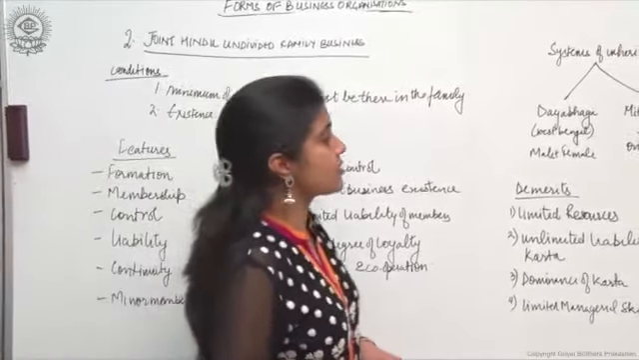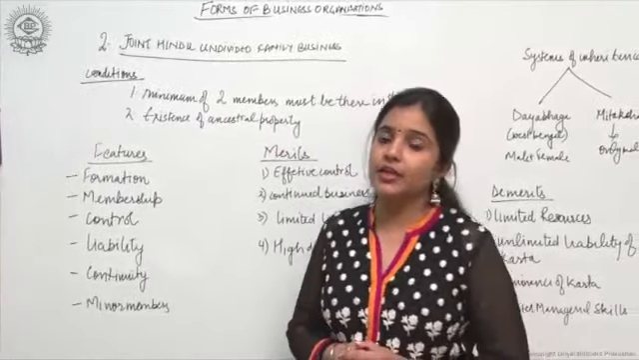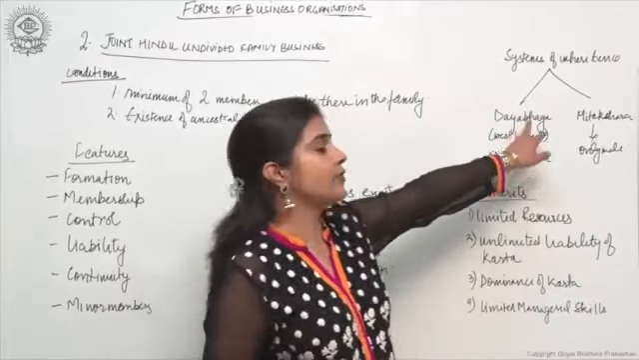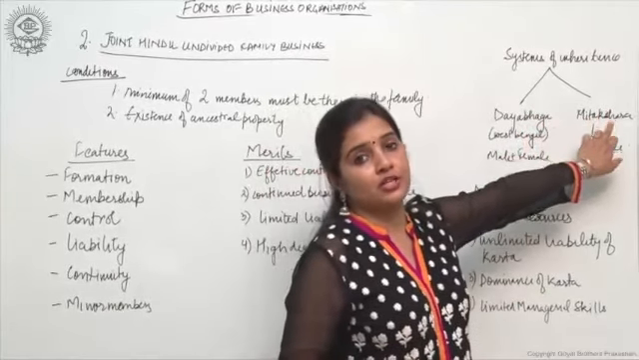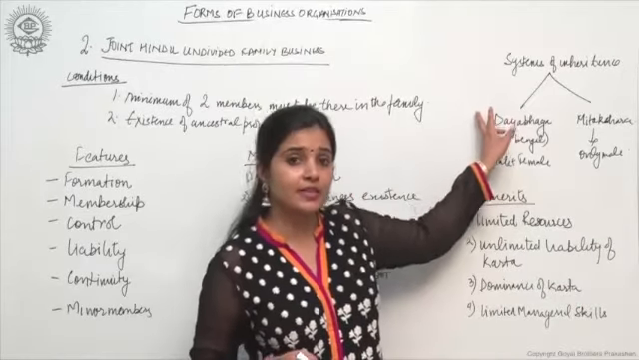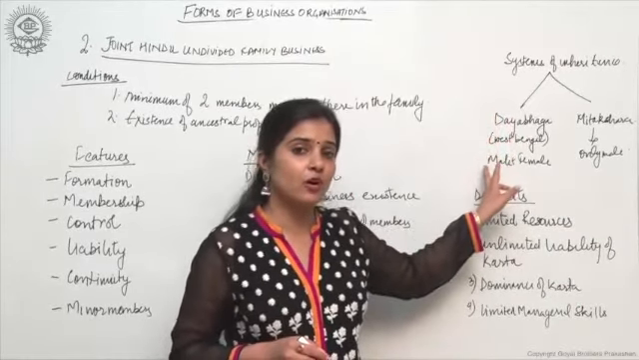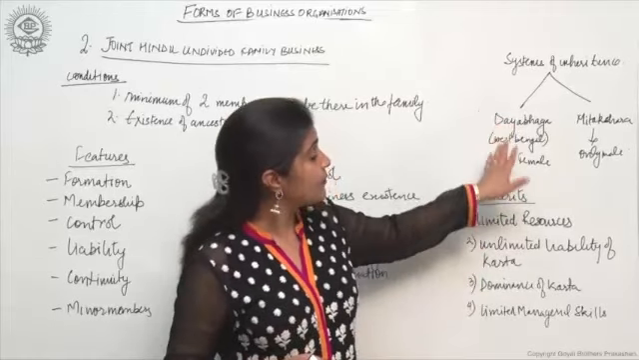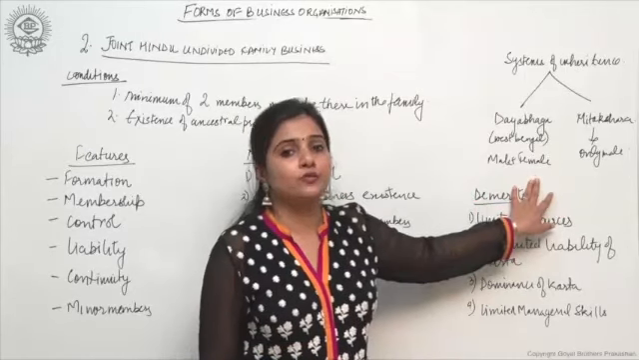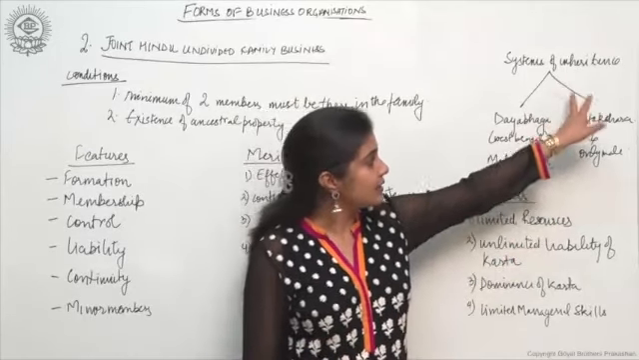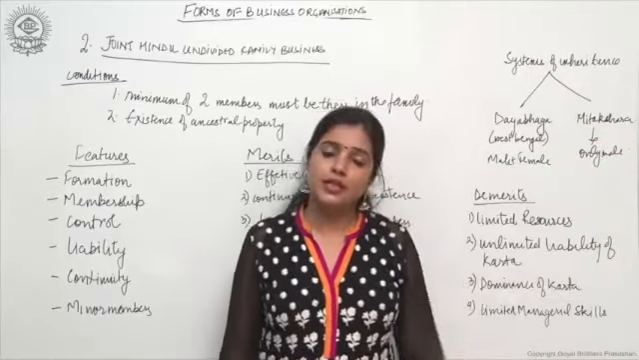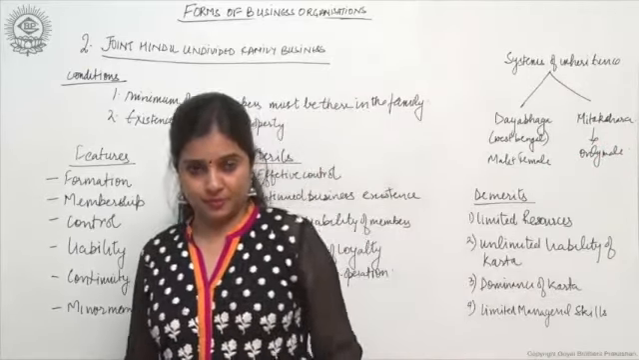Now, there are two systems of inheritance, okay? In joint Hindu family business, there are two systems of inheritance by the name of Dayabhaga and Mitakshara. The Dayabhaga system is prevalent in West Bengal, wherein both male and female are allowed to be a part of the business. And the other system is Mitakshara, wherein only male members of the family are allowed to be a part of the business. Alright.